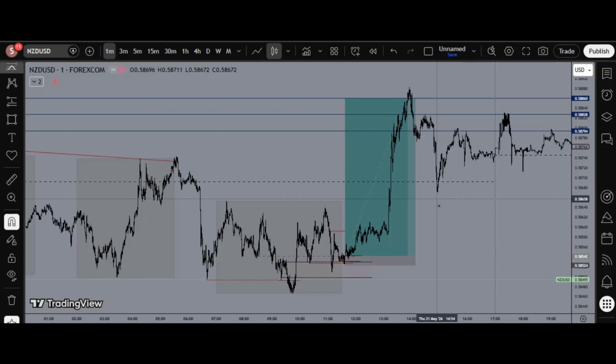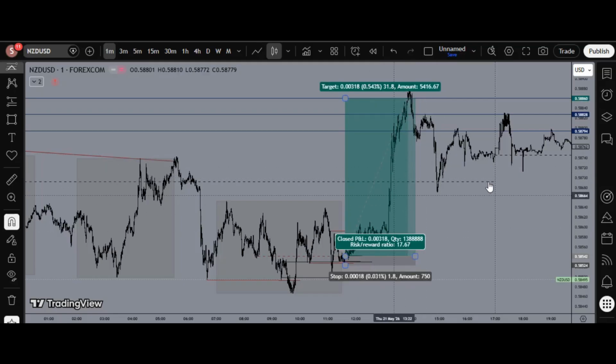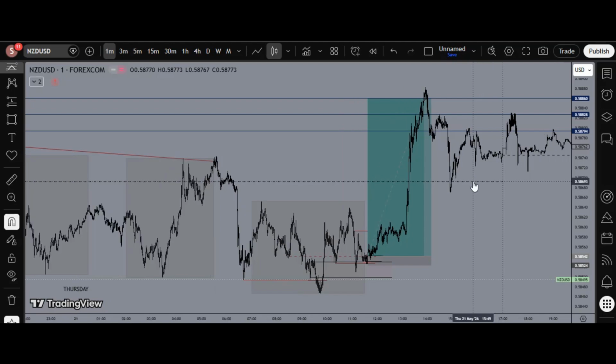Okay, guys, I will show you results that I've gotten from these trades. I'm not just showing you hindsight or whatever you think it will be. I will show you the results that I've gotten from each of these trades that I've taken.